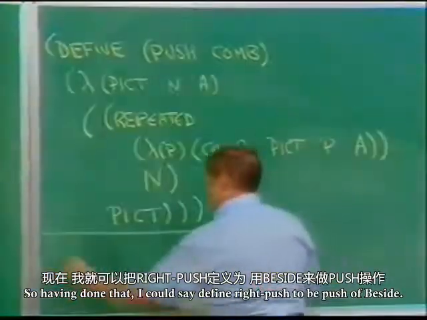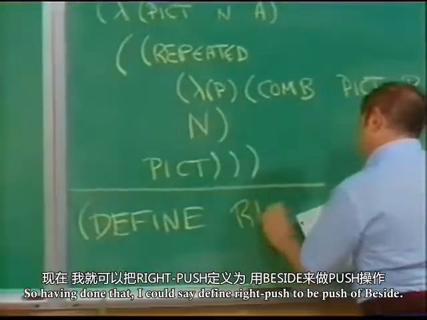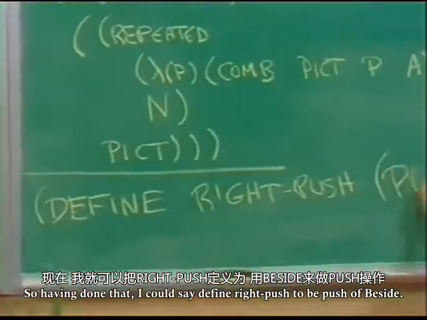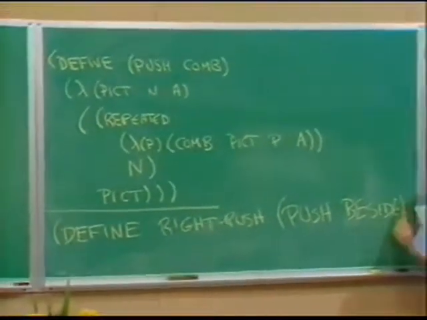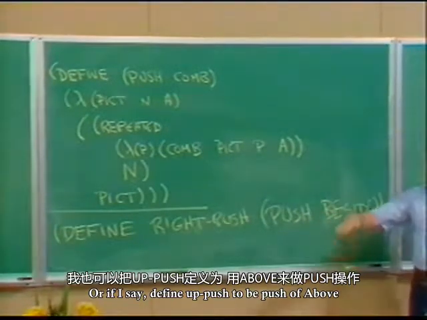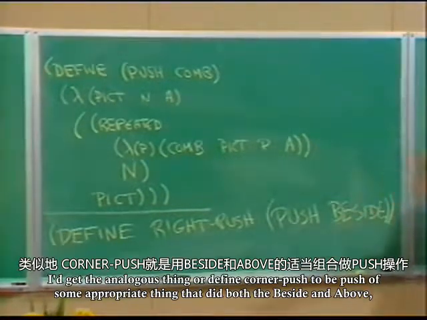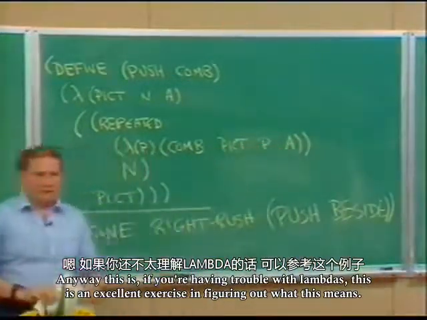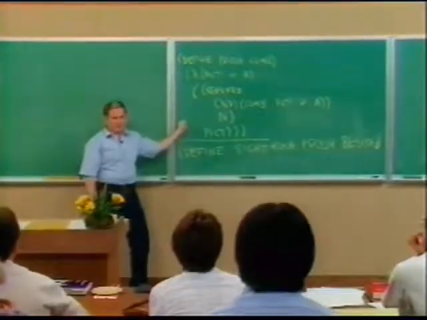So having done that, I could say, define right push to be push of beside. Or if I said define up push to be push of above, I'd get the analogous thing, or define corner push to be push of some appropriate thing that did both the beside and above, or I could push anything. Anyway, if you're having trouble with lambdas, this is an excellent exercise in figuring out what this means.